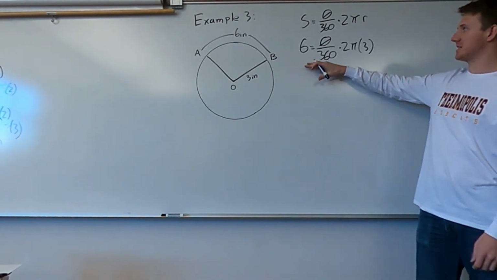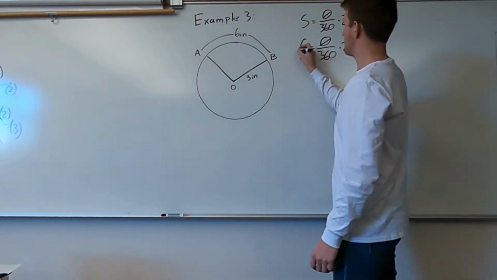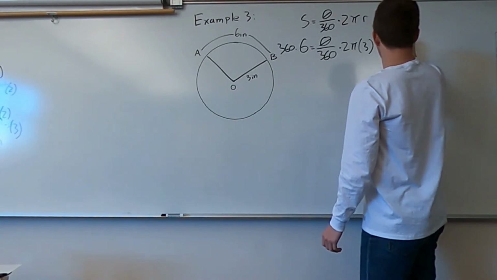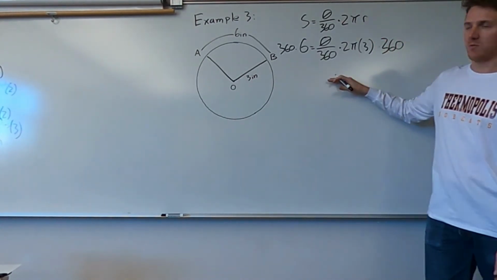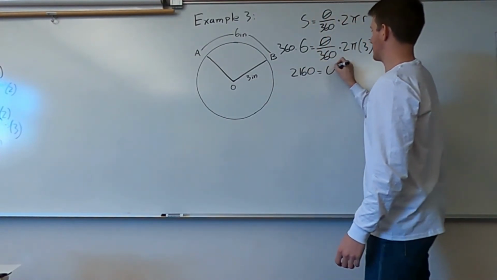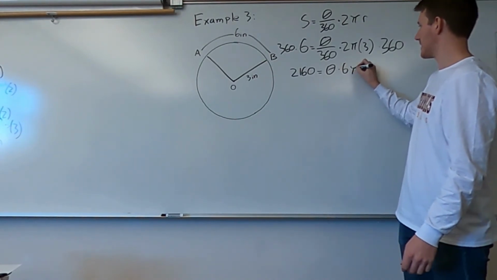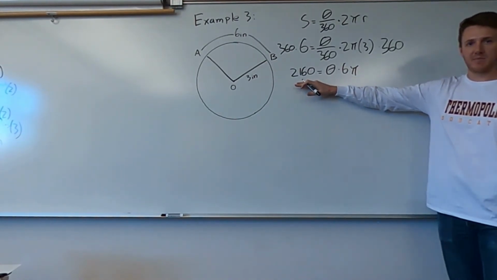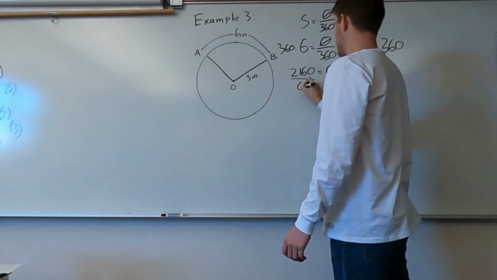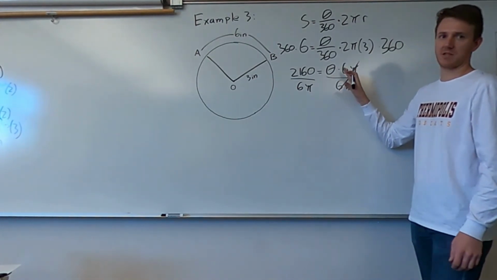So at this point, we just need to rearrange our equation to solve for theta. So we can start by multiplying by 360 on each side. And if we do that, we get 2,160 is then equal to theta. We can multiply our 2 and our 3 times 6 pi. And then to get theta by itself, we can divide by 6 pi on both sides. And then these will cancel out, leaving us with just theta.